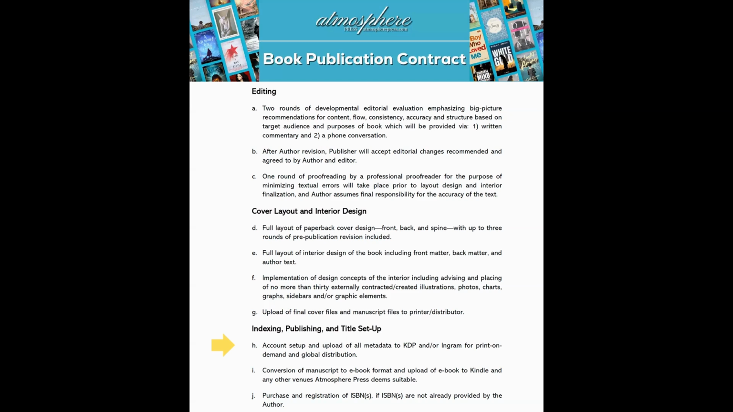So KDP and/or Ingram, these tend to be the two primary distributors that we work with, though you saw in the earlier contract that sometimes the relationships change. But it says "and/or" because different distributors are going to be more effective at different times or for different books.